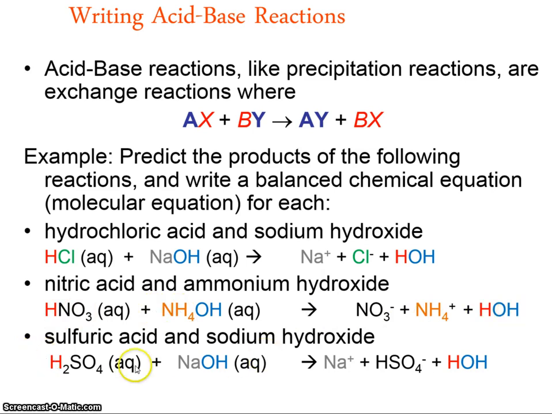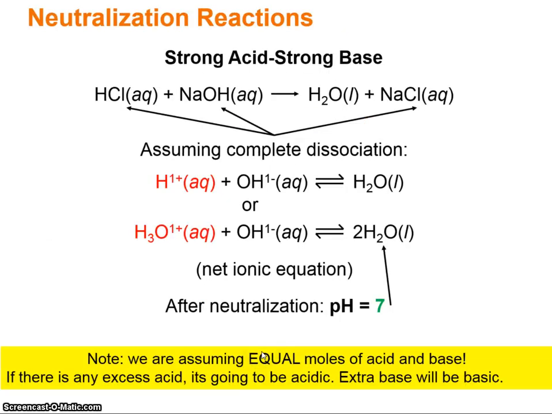Sulfuric acid and sodium hydroxide, H2SO4 and NaOH, will give me Na plus and HSO4 minus and water. Right? And so those have all been strong acid, strong base types, and you're going to assume complete dissociation of both the strong acid and the strong base. So I'll have H plus and OH minus to give me H2O. And the other ions over here, remember, these are going to be spectator ions. Either one of these you could use. You could either do H3O plus and OH minus, giving you two H2Os.